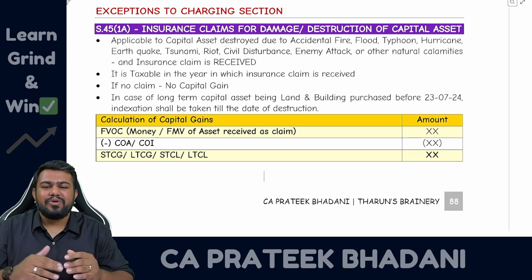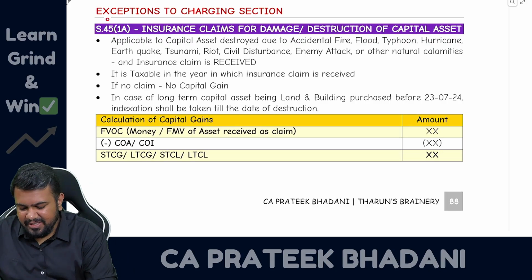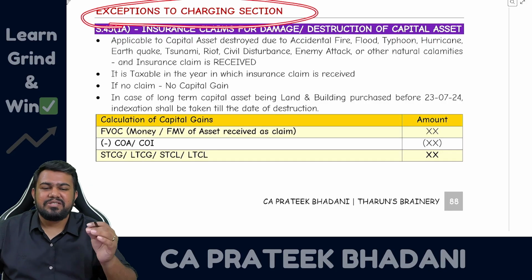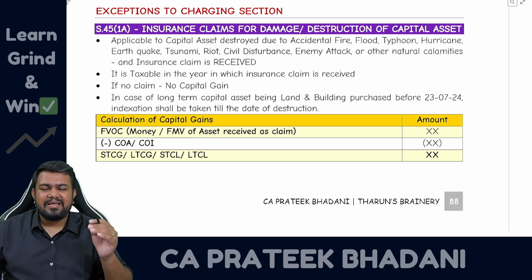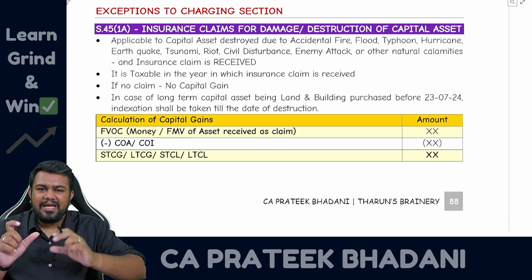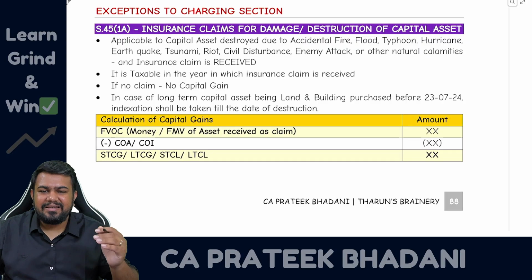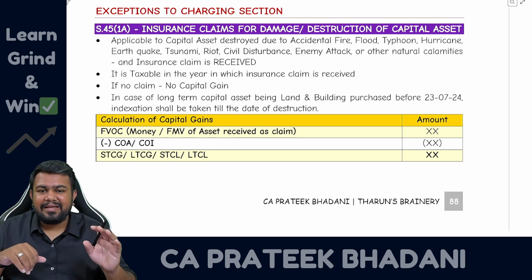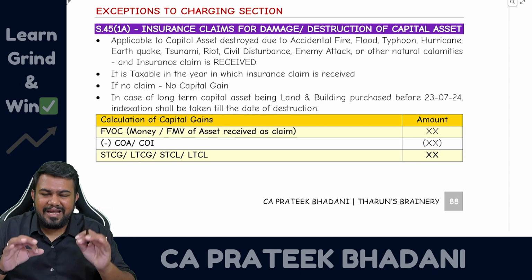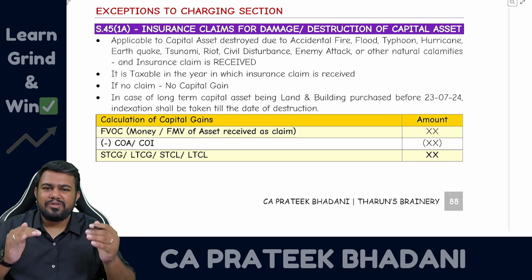Now let us jump to discuss all the special concepts in the capital gain chapter, starting with exceptions to capital gain charging section. Kanna, what does the charging section say? The charging section says that there should be a capital asset, it should be transferred, and the capital gain is taxed in the year of transfer. However, there are certain cases where the capital gain is not taxed in the year of transfer, it is taxed in some other later year. So let us see all those cases one by one.